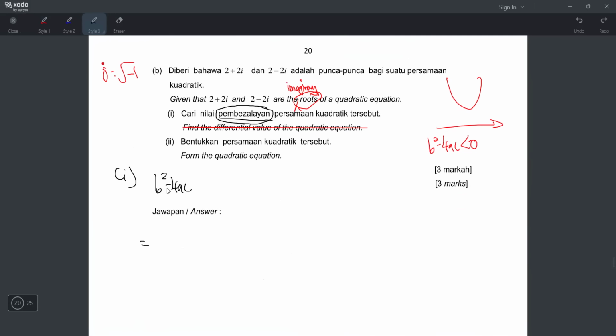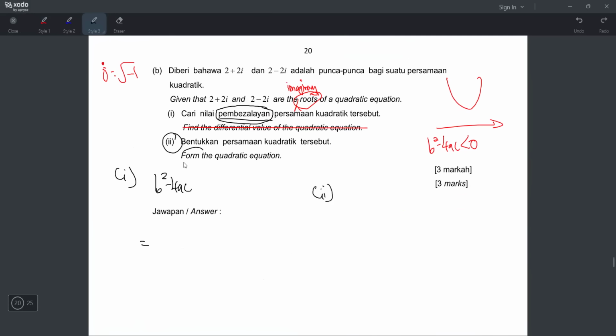Okay, we know it's negative, right? That for sure we know. It will be negative, but negative berapa? Okay, they give us the roots, 2 plus 2i, 2 minus 2i. So I think I will do number 2 first lah, guys.